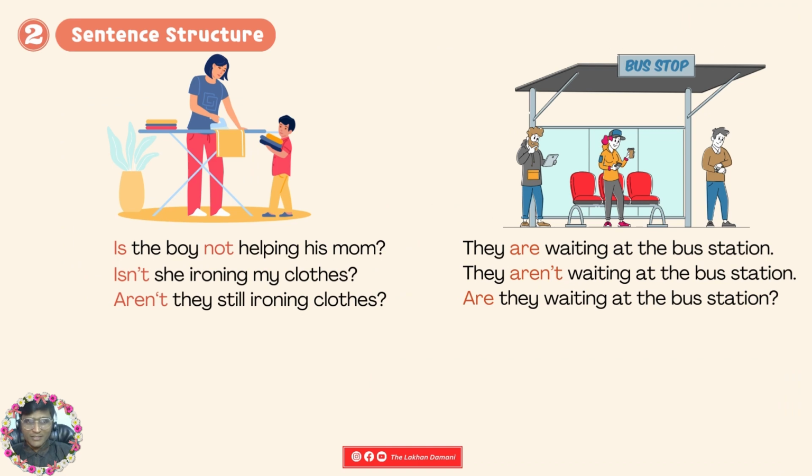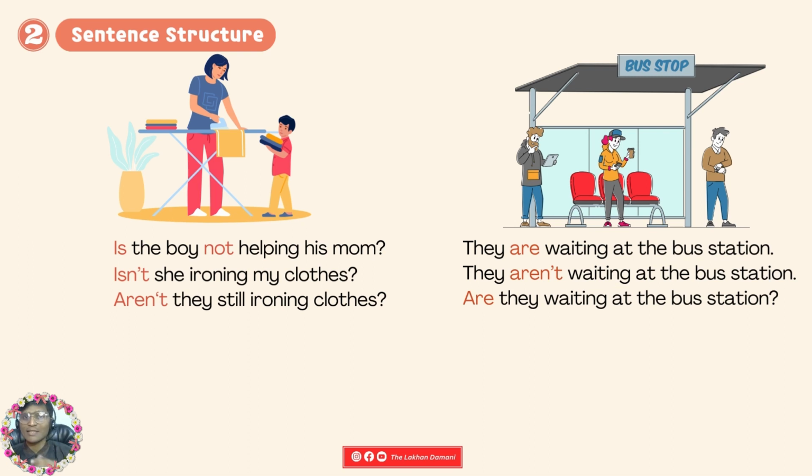Moving to the next. So this one you have to understand. This is interrogative. This is something negative interrogative. So there are two types of questions, maybe you can find it. In the first sentence you can see it is more polite. Is the boy not helping his mother? Is is more polite. Isn't she ironing my clothes?